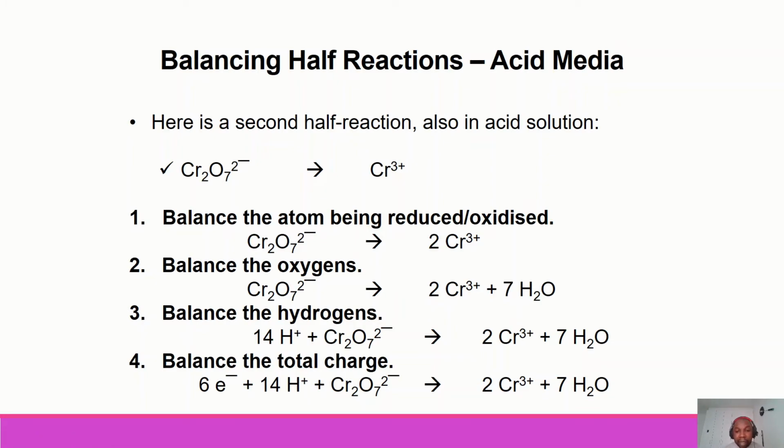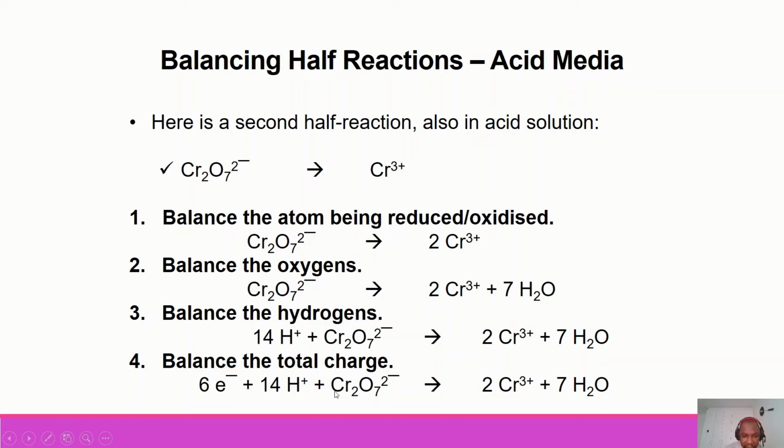Now, let's check the charges. The charge on this side is 2 times 3, which is plus 6. How many do we have here? We have 14, then we have 2 minus here. So 2 minus plus 14 is going to give you plus 12. So how many electrons are we going to add here to balance with 6? That means we're going to add 6 electrons.